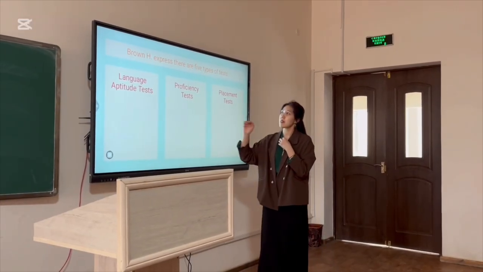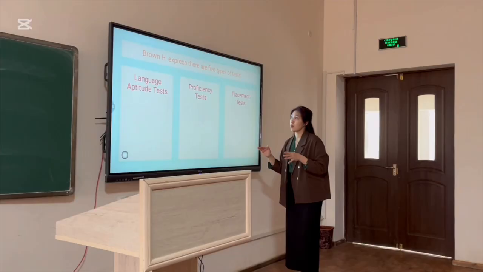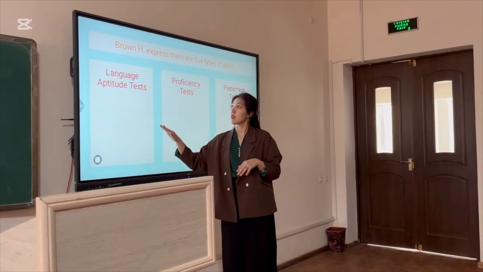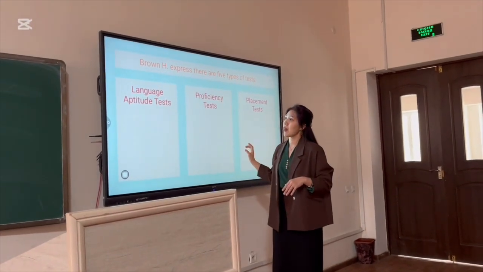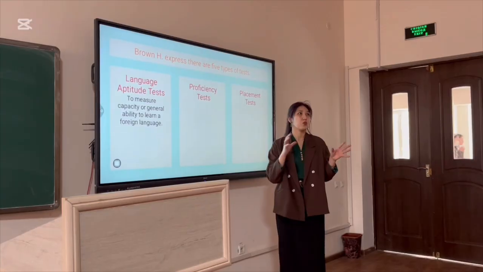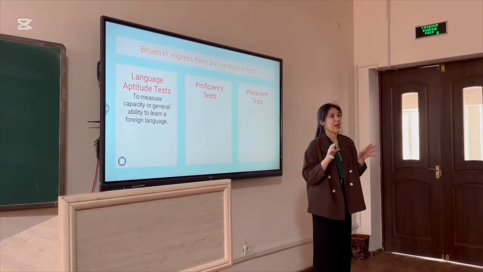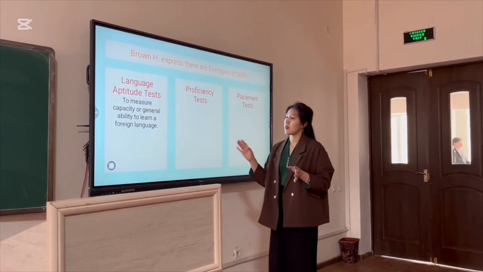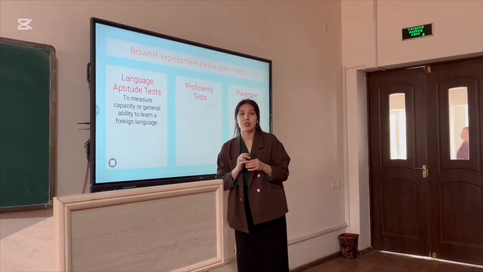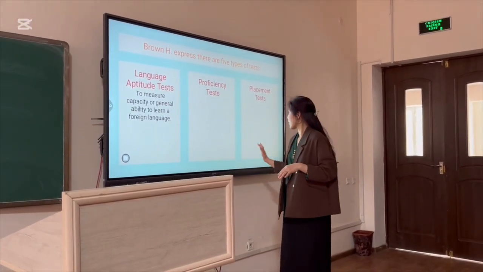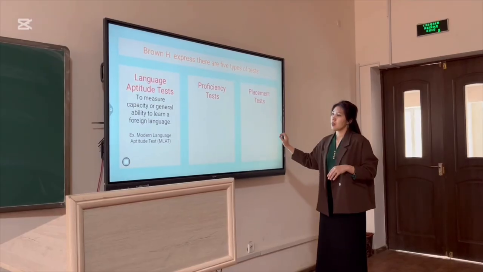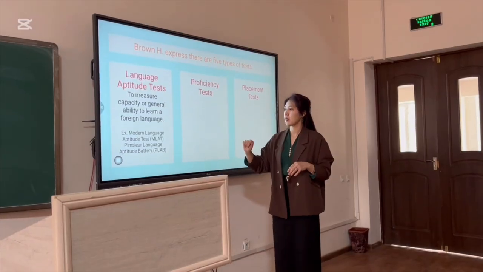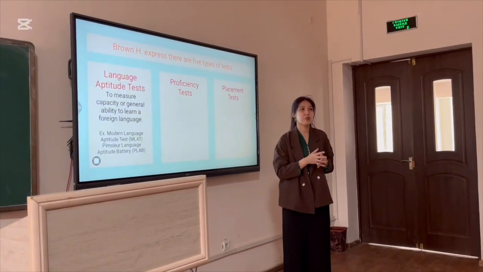Here, Professor Brown. According to Professor Brown, there are five types of tests we talked about earlier. First one, language aptitude test. It's a kind of test to check if the learner can learn a foreign language, a new or foreign language. Yes, to measure capacity or general ability to learn a foreign language. There are examples, for example, you can see MLAT or PLAB. These types of tests are considered language aptitude tests.